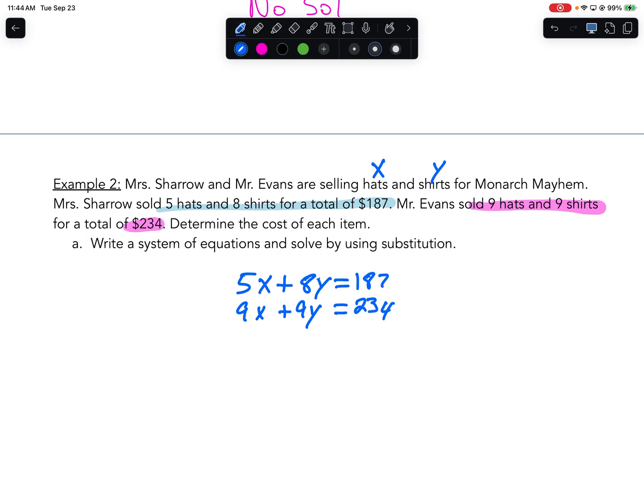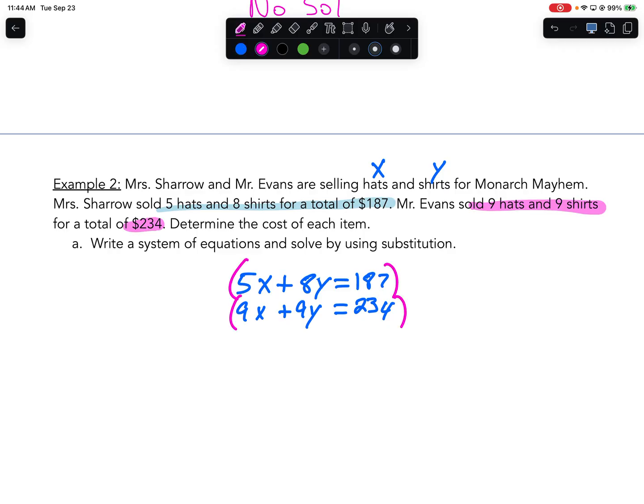So when you solve with elimination, we're trying to cancel out a variable. So cancel out x or y. Right? Substitution, you get nasty fractions. I say no thank you to that. It's just a pain in the neck. Okay? So I'm going to get rid of the x's.